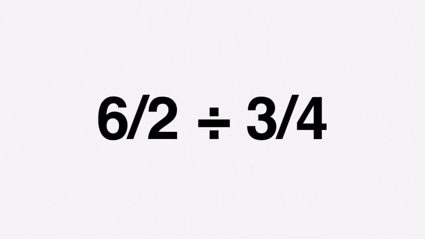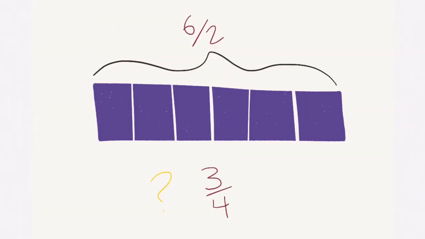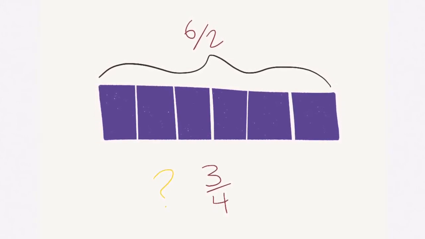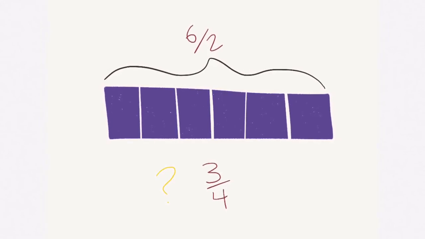What about 6/2 divided by 3/4? Can we do the same here? So here I'm drawing 6 halves. 6 halves means 2 of them make a whole, but there are 6 of them. And I'll label it like this. And then I need to remember what I'm trying to take groups of, and that is 3/4. Can I take away groups of 3/4 from halves?